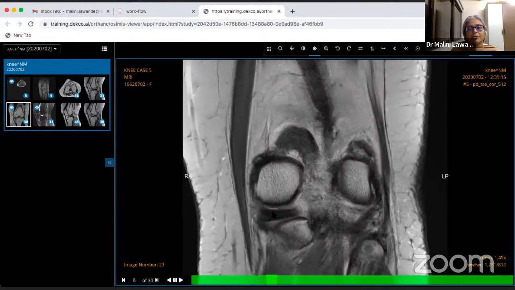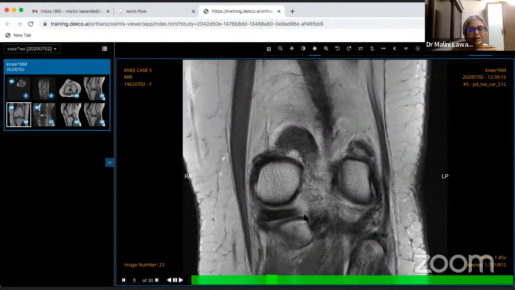This here is the posterior horn of medial meniscus. And you can see here, there is a defect. Normally, this medial meniscus posterior horn should be curving and attaching to the tibia, but there's a defect. So there is a posterior root tear, a radial tear of the posterior root. And as I said, whenever we see posterior root tear, the next things we have to see immediately are the extrusion of the meniscus and the status of the cartilage to decide whether root repair will be helpful or not.